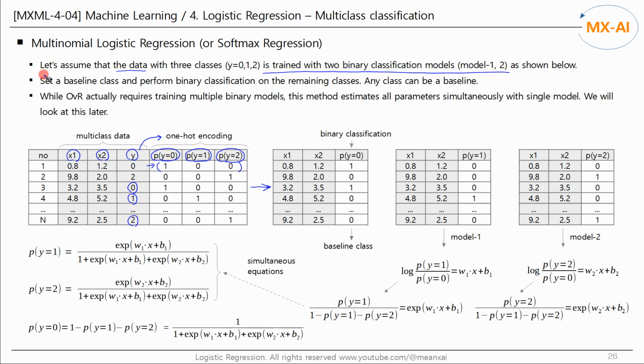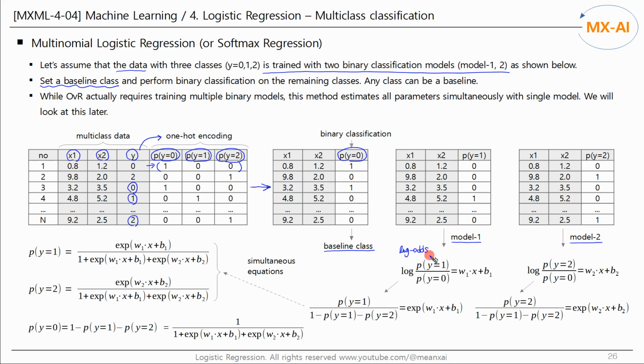Set the baseline or reference category. In the figure below, the probability that y is 0 is set as the baseline, and the second and third data sets are trained using a binary classification model, respectively.